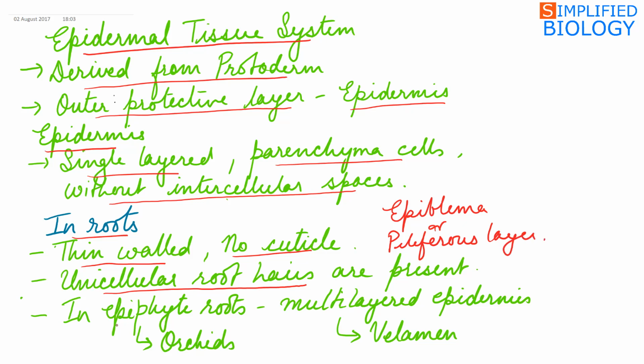In epiphytes, the roots have a multi-layered epidermis. Epiphytes are plants that grow on branches of trees. They have special roots by the help of which they absorb moisture from the atmosphere. Now this multi-layered epidermis forms the special tissue called the velamen, which absorbs moisture from the atmosphere. And the best example of epiphytes are the orchids.